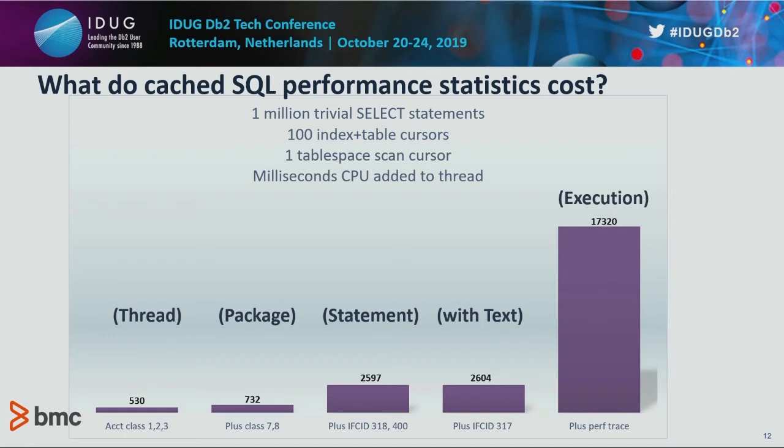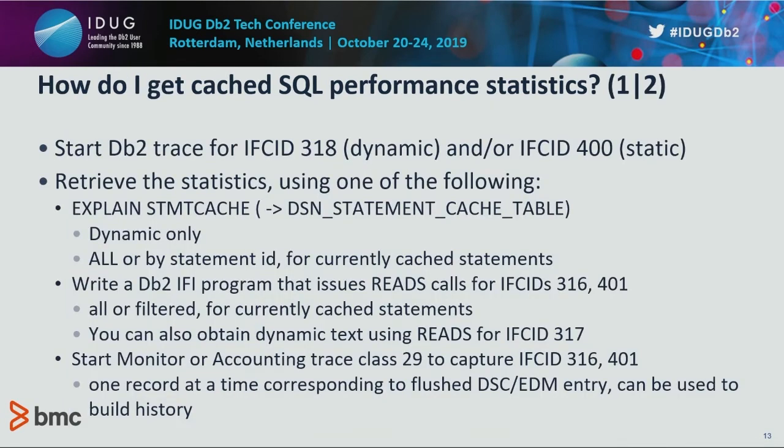In some of my slides, I've made reference to the IFCIDs that are involved here. But just to spell out what you do to activate this tracing, you would start a DB2 trace for IFCID 318 to activate the dynamic performance capture, or IFCID 400 to capture the static. And those pretty much just serve as switches. You never really get a record back that has that IFCID number on it.